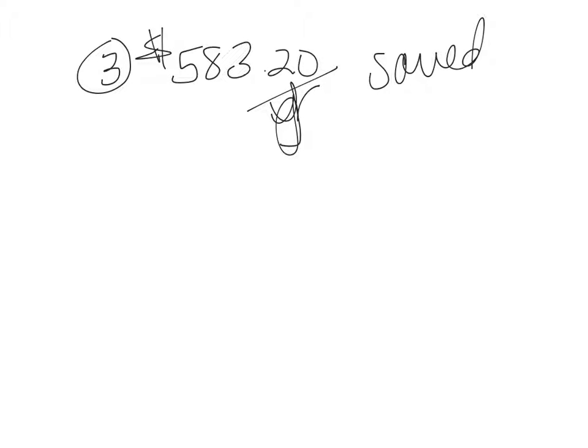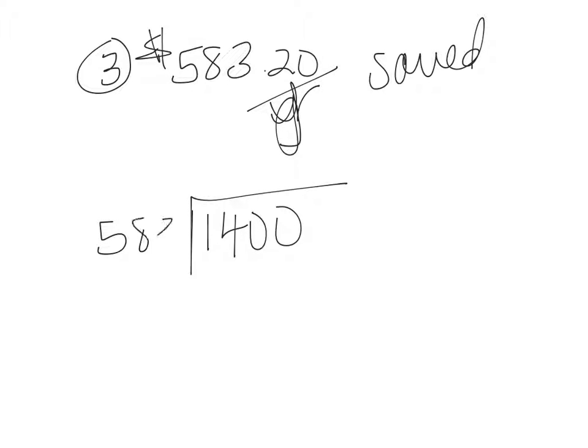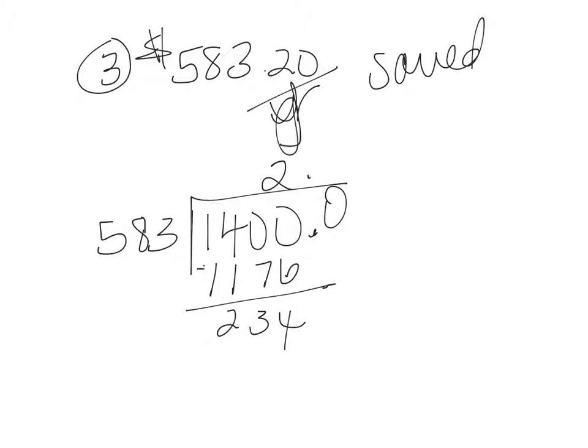And so if we take the price of the refrigerator, which is $1,400, and we divide it by 583, and this is the price per year, then when we do this math out, we know it's going to go in twice, and we're going to have 1176 here. We're going to subtract, and we're going to get 234 as our remainder. Decimal here, drop the 0 down. This goes in about 4 times. 4 times 583 is 2332.